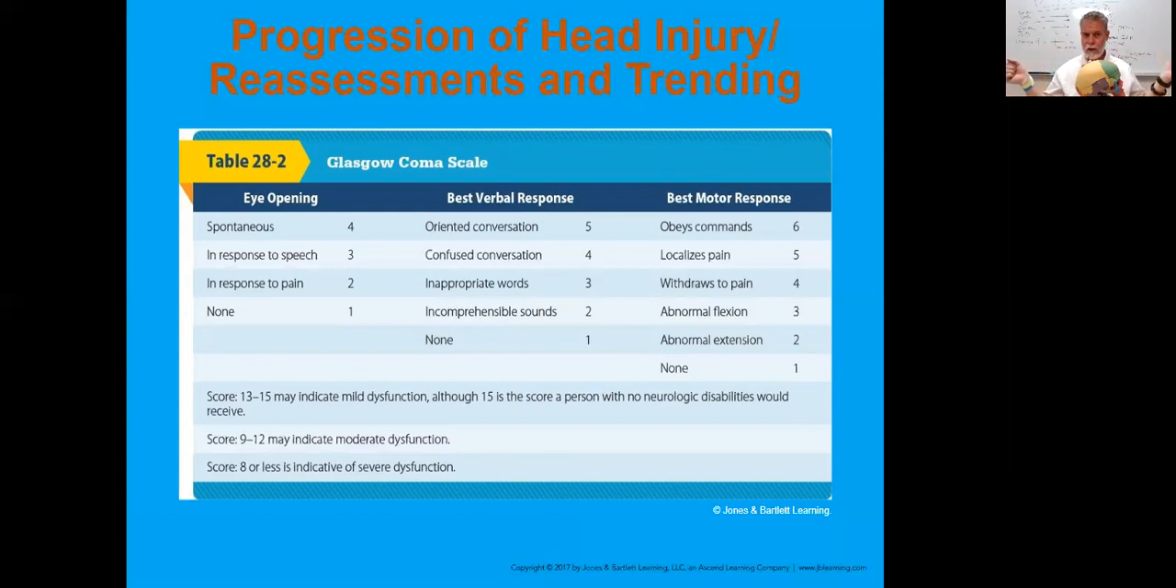Abnormal extension, decerebrate posturing, is taking it away from the body. Well, which one of those is actually worse? For this one, they get a 3, and for this one, they get a 2. Remember, the lower that scale, the more severe that neurological injury is. So that's why the GCS was utilized. I know on the trauma sheet, it says transport based on calculated GCS, and that's awesome.